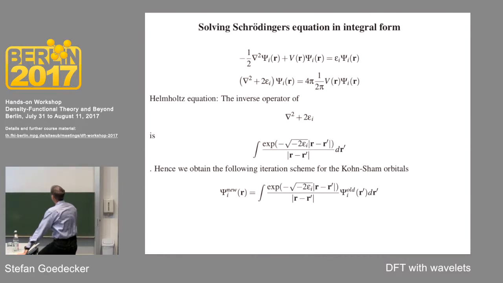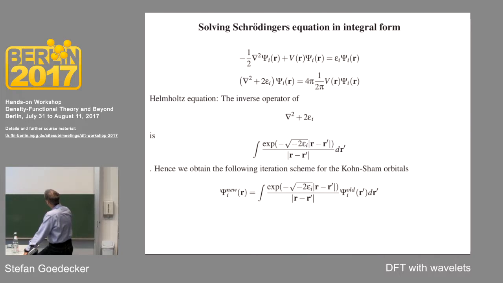What can you do, right? Let's write down the well-known Schrödinger equation. This term with the epsilon I can bring over here, and this term of the potential I bring over here. Then you see now we have this operator, del squared plus 2 epsilon. That's the so-called Helmholtz equation.